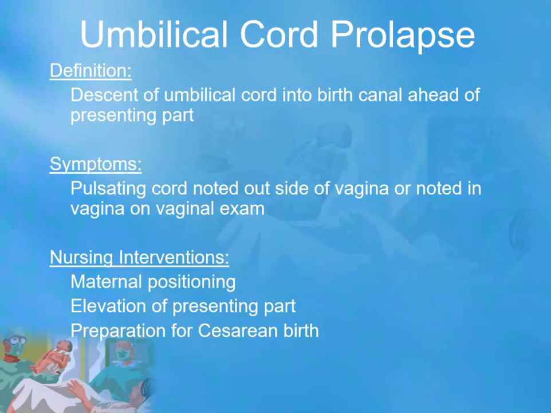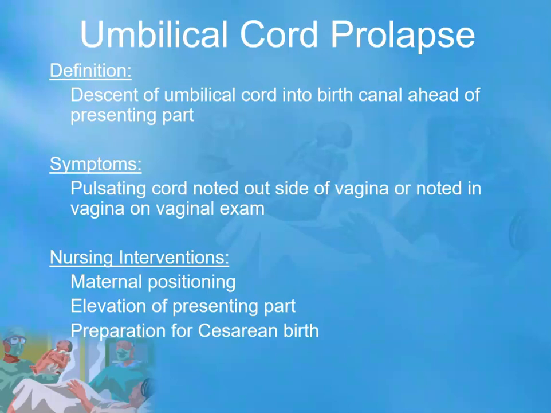The cord prolapse, umbilical cord prolapse, is when we have the umbilical cord in the birth canal ahead of the presenting part. So symptoms: you see a pulsating cord noted outside the vagina, or it's noted in the vagina on a vaginal exam. A lot of times patients will call out and say, something fell out of my vagina. I don't know if it's the baby or the baby's coming. So you go in the room, you pull the covers down, and there's that umbilical cord. It's pulsating. It's just hanging out.